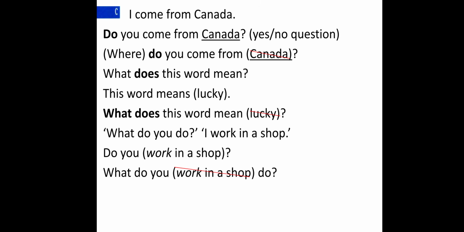So we must change the verb itself into do, into the verb do using the same form. Since work is in the base form because we use do as a helping verb, we must use do in the place of work in a shop in the same form. Work in a shop is base form, so we use do in the base form. So the question becomes like this: what do you do?